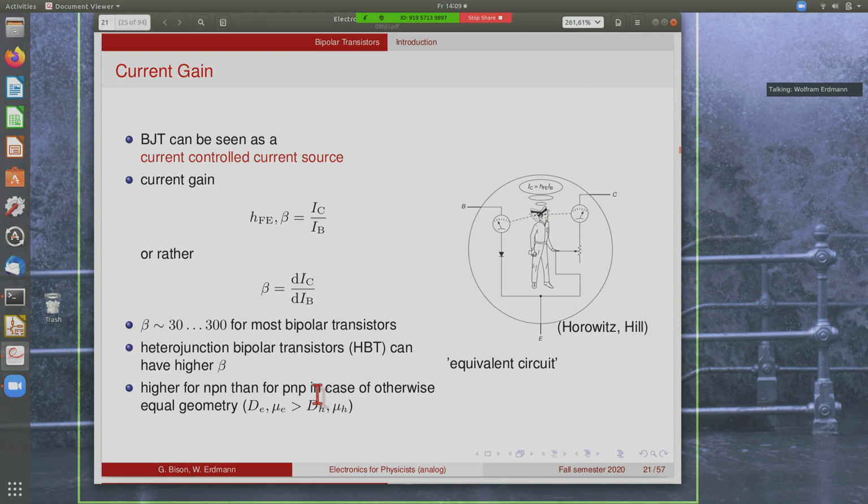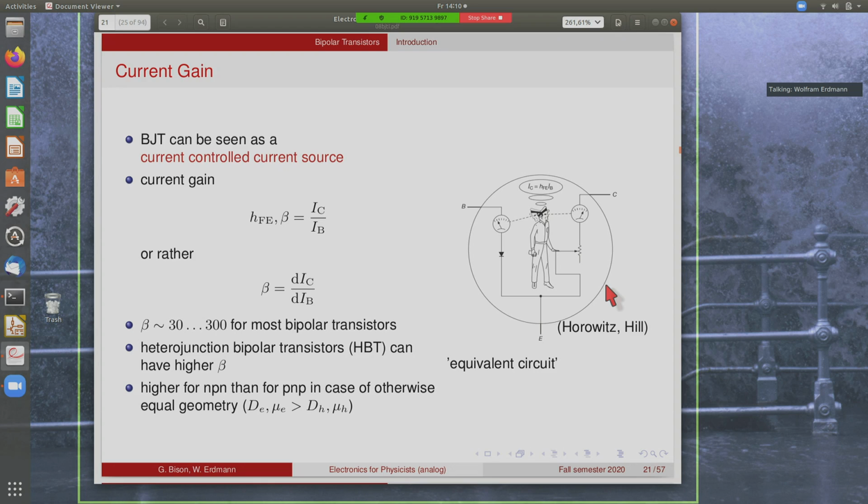Typically, the current amplification for NPN transistors is higher than for PNP transistors because of the mobility or the diffusion constant of electrons, which is about 3 times higher than the mobility for holes. So the diffusion through the base leads to much higher currents for NPN transistors. So often NPN transistors are preferred. So there's this nice equivalent circuit here from Horowitz and Hill.